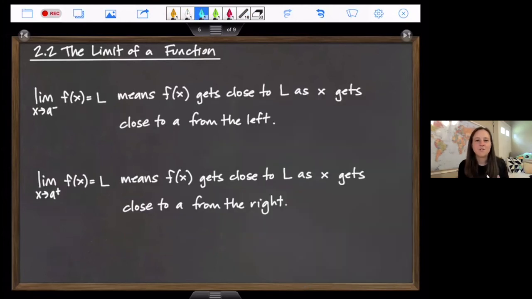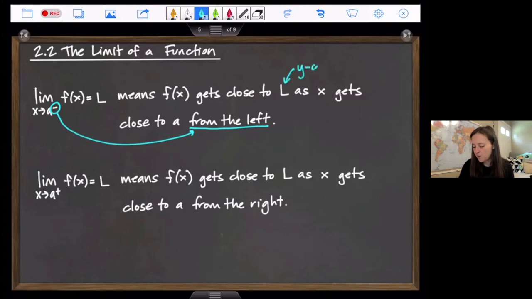So here I have that notation sort of officially defined for us. I have the limit as x approaches a with the little negative superscript of f of x equals L, which means that f of x gets close to L as x gets close to a from the left. So again, that little negative symbol up here is what indicates that we're talking about the left-hand side of that x value. And again, the L, what the function is equal to, this is the y value, the y coordinate that you're getting closer and closer to.